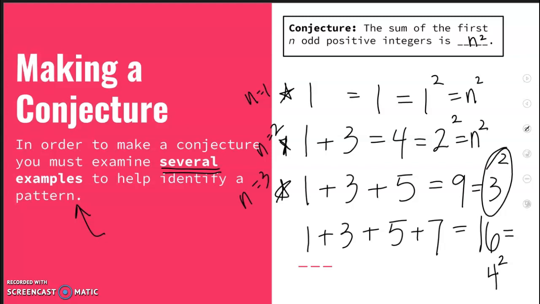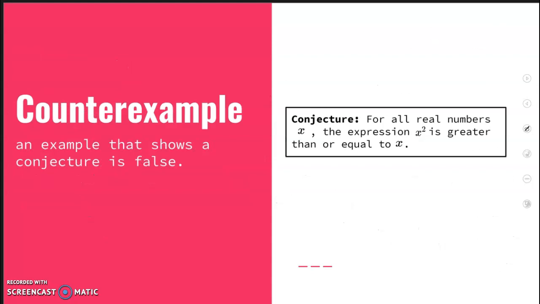Now today we're not going to work on proving our conjectures, but we are just going to work on identifying patterns and making conjectures. Okay? We are going to look at how to disprove a conjecture, which brings me to my next slide called counterexamples. A counterexample is an example that shows a conjecture is false. So let's take a look at this conjecture and see if we can find a counterexample. For all real numbers x, the expression x squared is greater than or equal to x.